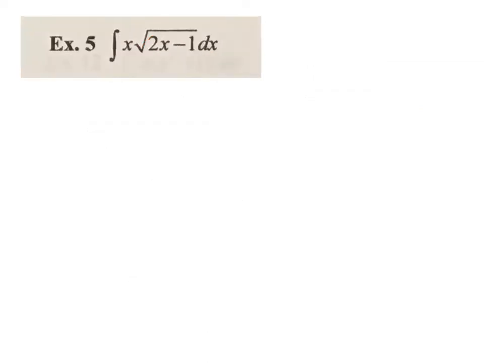Okay, things are going to get interesting here in example 5. By now you might suspect that we want to let u be 2x minus 1. So let's start with that and see what happens. So we're going to let u equals 2x minus 1. So that means du would be 2 dx.